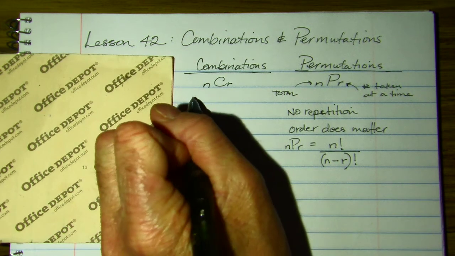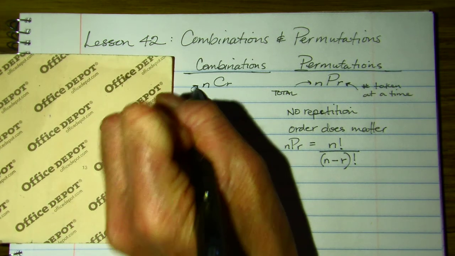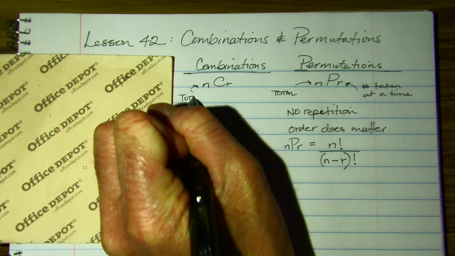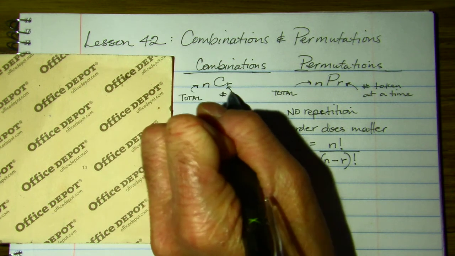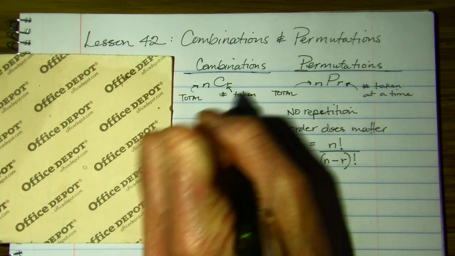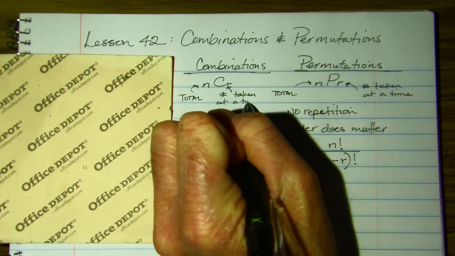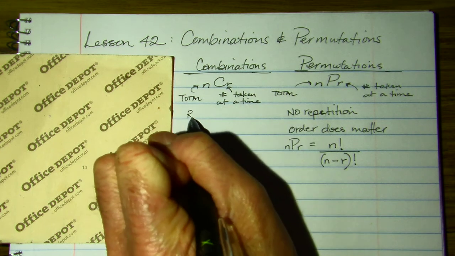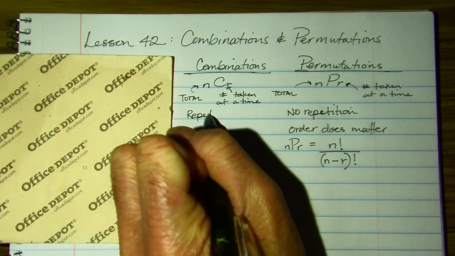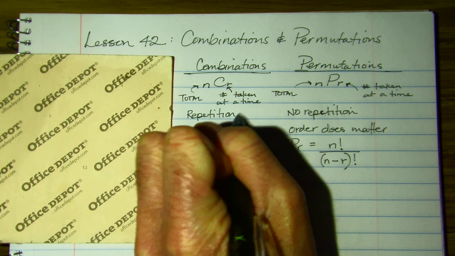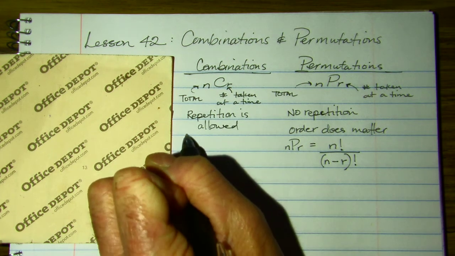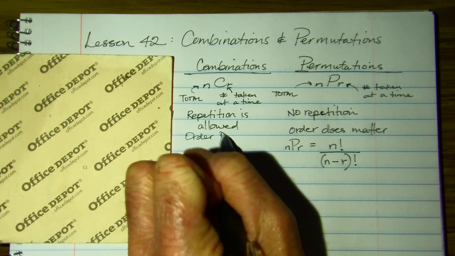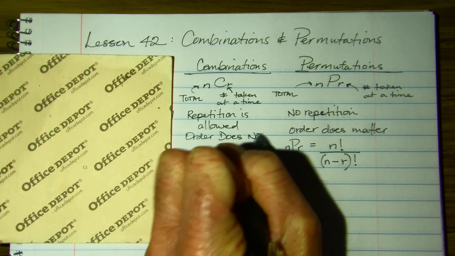Combinations are where, the same thing, this is still your total. This is our objects taken at a time. The difference is repetition is allowed. And in this case, order does not matter.